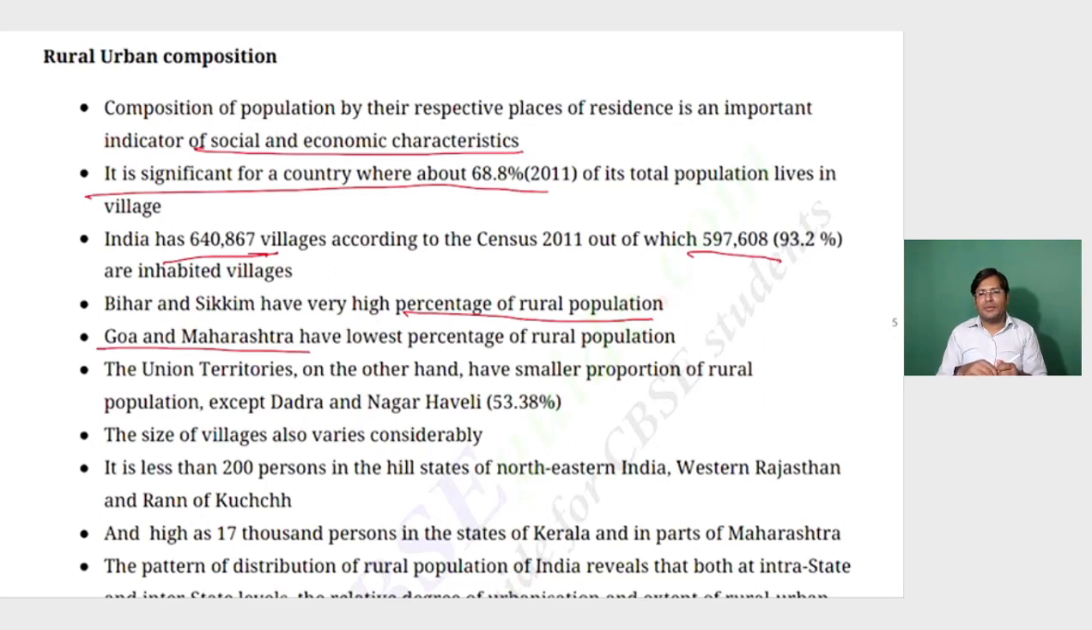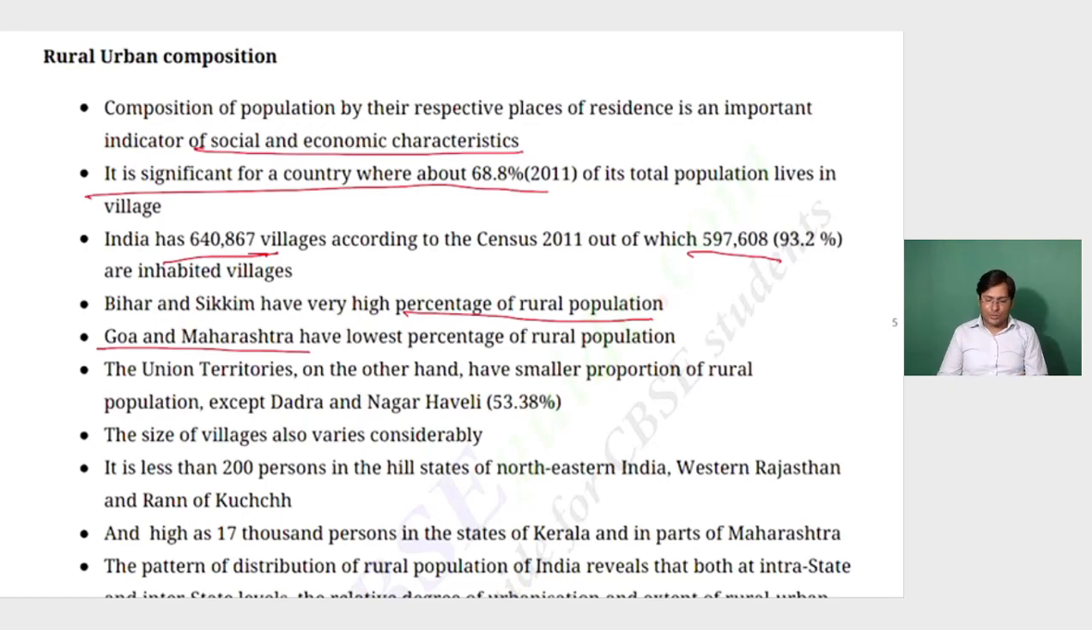If we talk about the union territories, they have smaller proportions of rural population, except Dadra and Nagar Haveli. In the union territories, the urban population is higher, just like Delhi, Puducherry, Chandigarh, all these are urban areas. So their urban population is higher, except Dadra and Nagar Haveli.